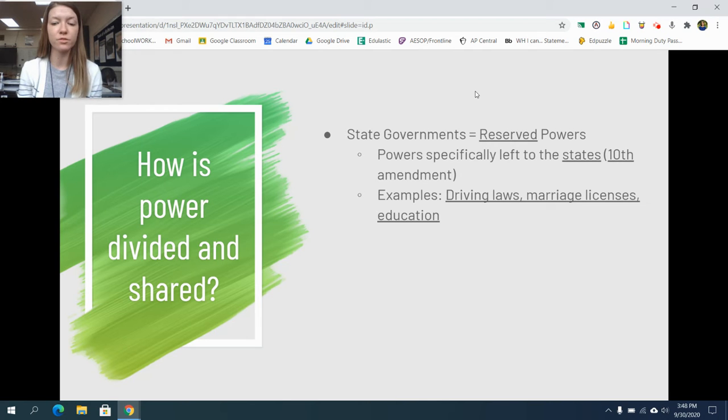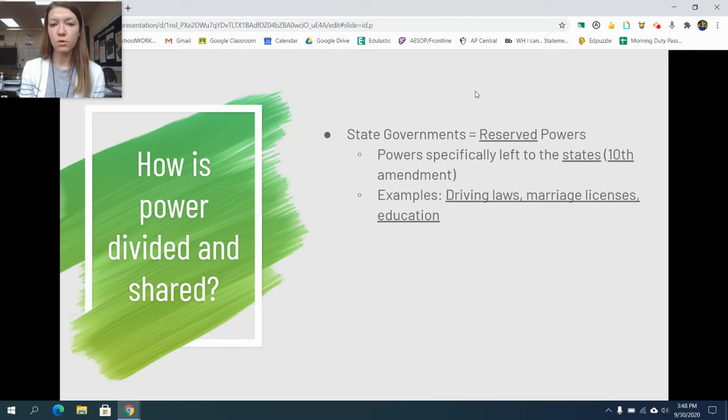Examples of these reserved powers: driving laws, that's a big one. So driving laws, things like speed limits, the types of programs that you have to go through to get your license, those all vary from state to state. Okay, and that is an example of a reserved power.